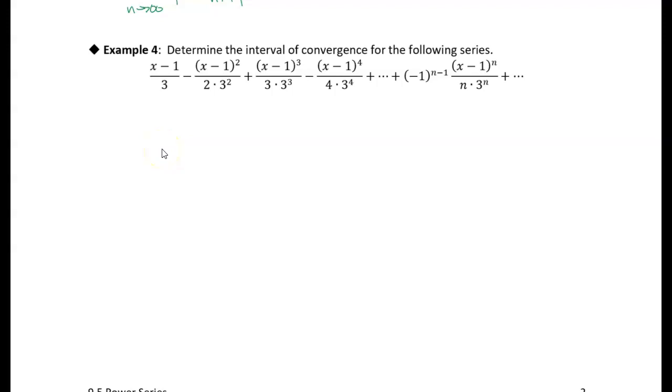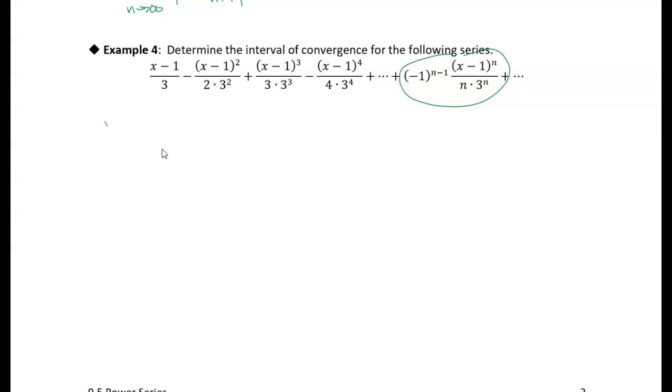All right, so here we have another series, and it looks like the nth term is given here. So again, I'm going to apply the ratio test to it. But in this case, I want to find the interval of convergence, so this is going to be a little bit more work. All right, so the nth term looks like an alternating series, but that's okay. We can still use the ratio test on the alternating series.